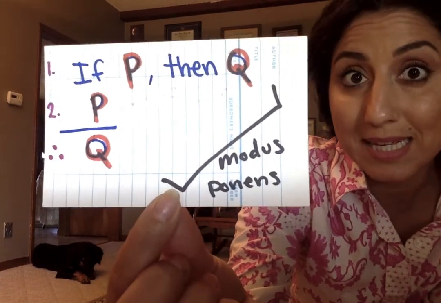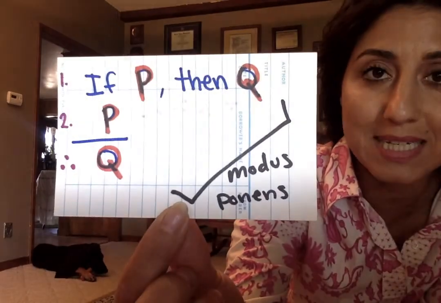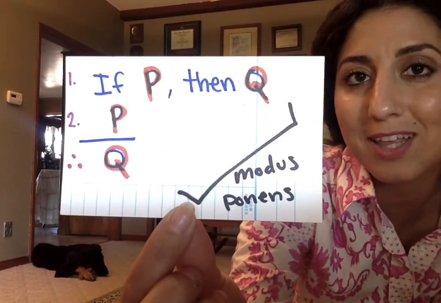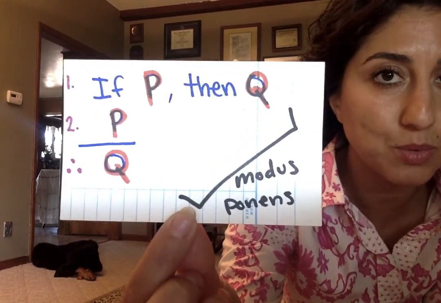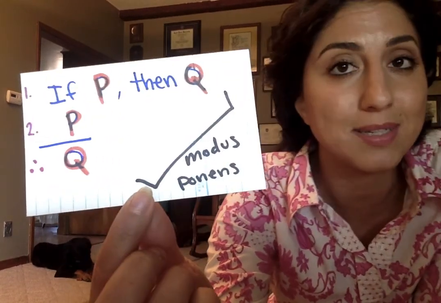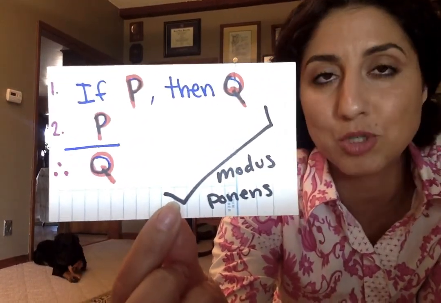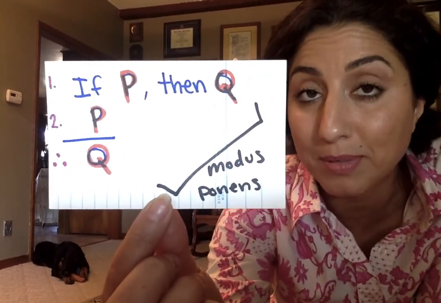Premise 2 is P, so we're getting the second premise as putting what we need to get the conclusion, and then the conclusion is the consequent, Q. So P and Q are just variables that represent any statement. Remember, a statement is a sentence that can be true or false. So let P represent anything you want and let Q represent anything you want.